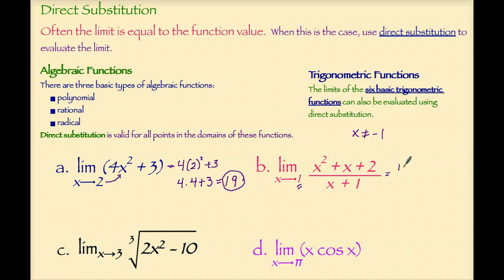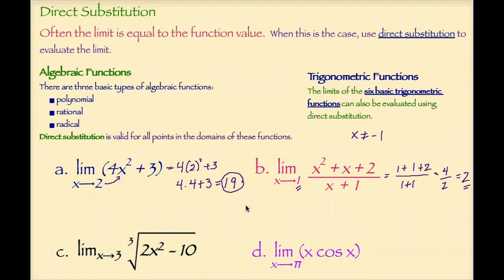This is going to be 1 squared plus 1 plus 2 over 1 plus 1. 4 over 2 is 2. Therefore, the value of this limit is 2. Remember, it's also the function value, but for rational functions, we find that the limit is equal to the function value for all real numbers that are in the domain of the function, which of course includes 1.